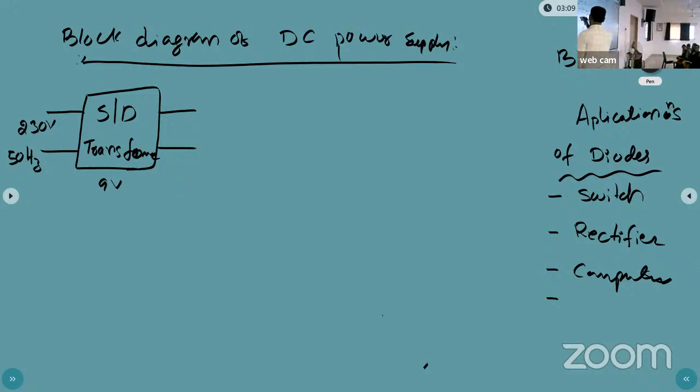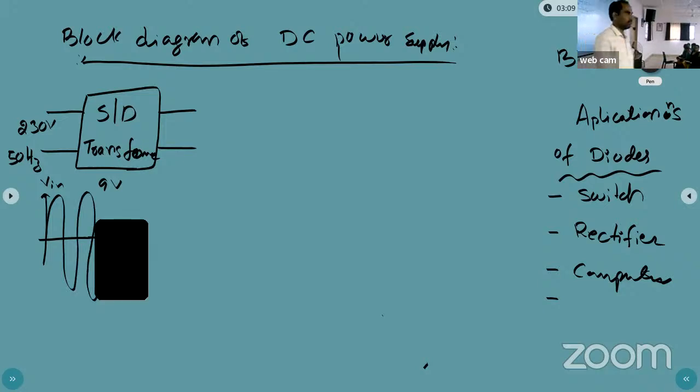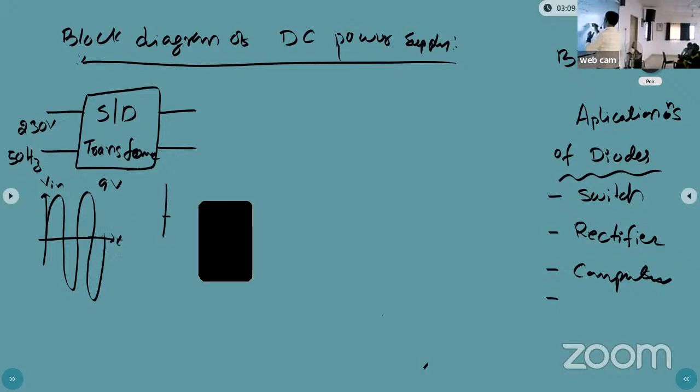9. So now at the input side, I will simply draw it. Here the voltage is high. For example, we can assume the peak to peak voltage is 230 volts. Next, the step down transformer output is like this. Compare both: the amplitude is reduced. This is called the amplitude.